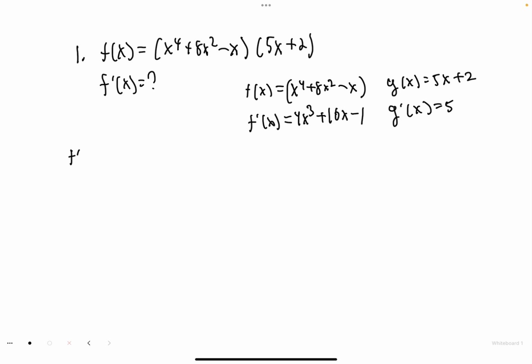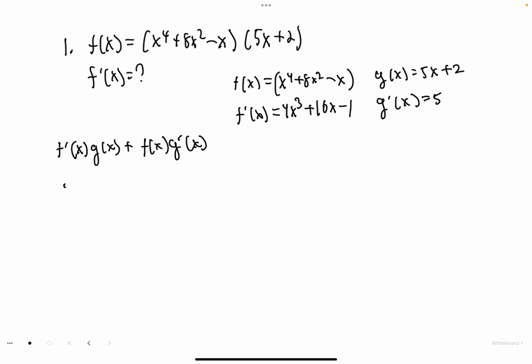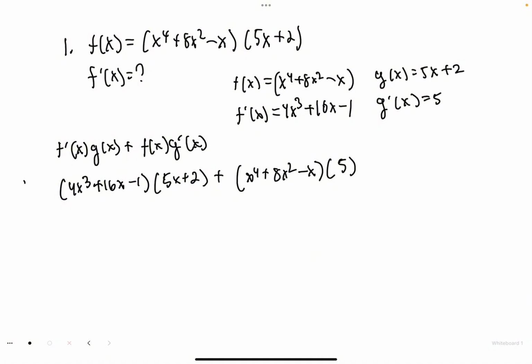So now, given that we know the product rule is f prime of x times g of x, adding f of x times g prime of x, we can now plug in these values pretty easily. So f prime of x is equal to 4x to the third plus 16x minus 1, multiplying by g of x, adding to the fact. So f of x is x to the fourth plus 8x squared minus x. G prime of x is 5. So now all we have to do is sort of clean everything up.